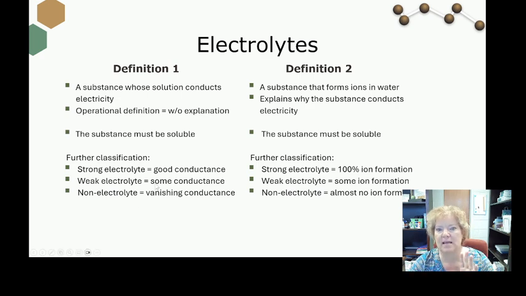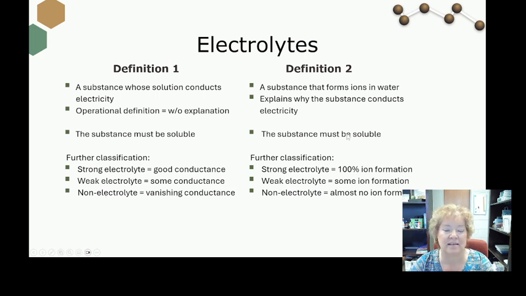In order to have an electrolyte solution, the substance would have to be soluble. That's sort of an underpinning. Beyond that, I'm just going to put the stuff in water and see what happens. If I get very good conductance when I put it in water and it dissolves, we would call it a strong electrolyte. If it conducts a little bit of electricity, but not a lot, I would call it a weak electrolyte. If there's essentially no conductance, I would call it a non-electrolyte. Non-electrolytes sometimes have a little bit of conductance, but for the most part, no. So I break them up into strong, weak, non.